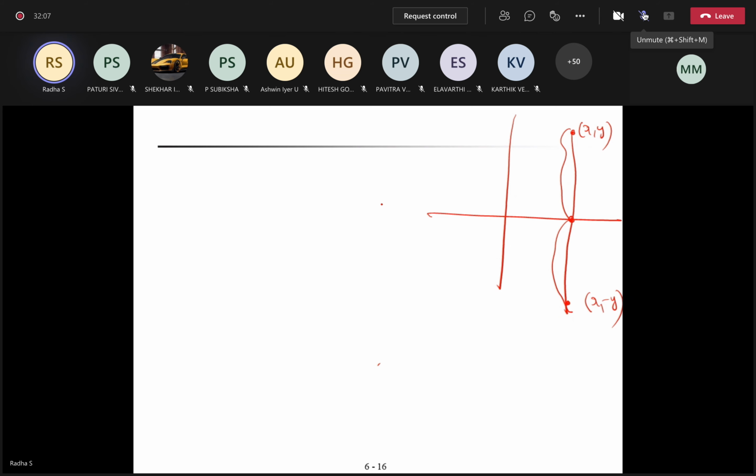X comma y about what line? About the x-axis. Very good. Y equals 0, ma'am, about the x-axis. Right. Cherry, any guess? So again, what I'm doing is R square to R square. Again, I need a matrix. Everything, rotation, reflection, projection, everything you can do through matrices.